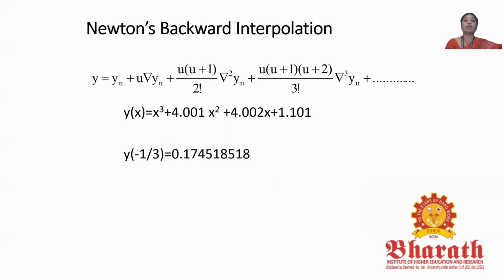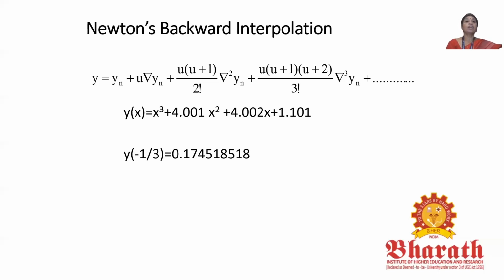So your y is equal to yn plus u into inverted delta yn plus u into (u plus 1) by 2 factorial into inverted del square yn plus u into (u plus 1) into (u plus 2) by 3 factorial into del cube inverted del cube yn, etc., etc.